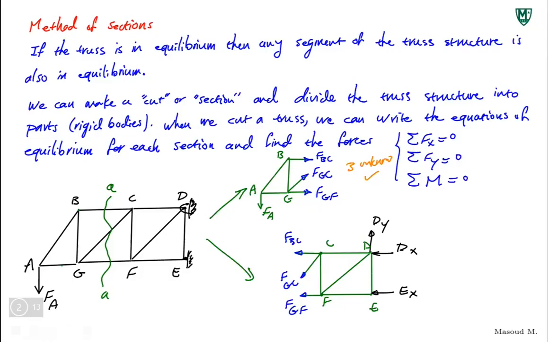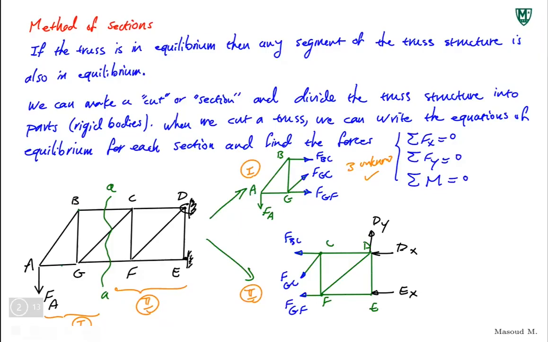You have to start one step before. Can someone tell me what you should do if you want to use this section specifically to find these forces, FBC, FGC, and FGF? Do you have any guess? In this state, I call this section 2, and this is section 1. I made a cut and I got two sections.